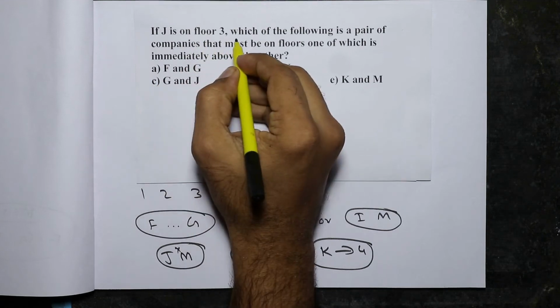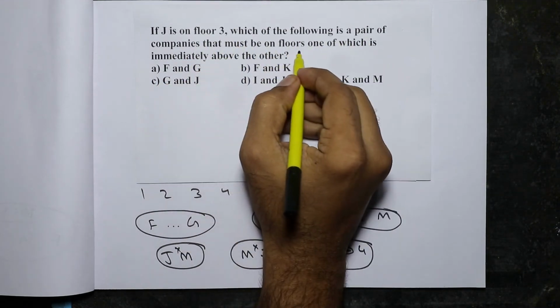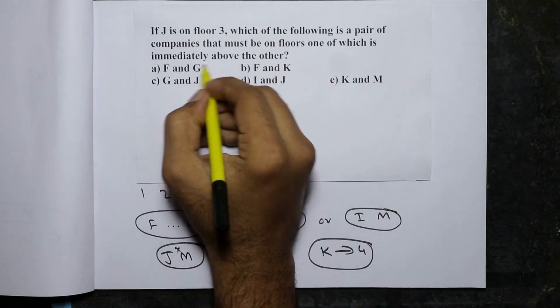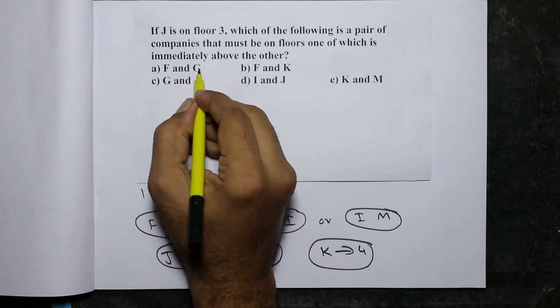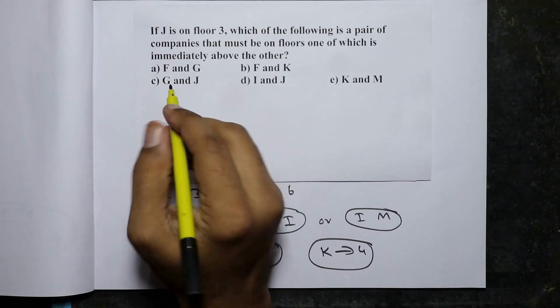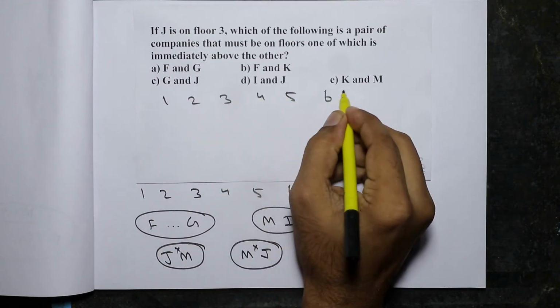If J is in floor 3, which of the following is a pair of companies that must be on floors, one of which is immediately above the other? You have to identify two companies that are in adjacent floors. Altogether 6 floors are there. I'll mark them as 1, 2, 3, 4, 5 and 6.